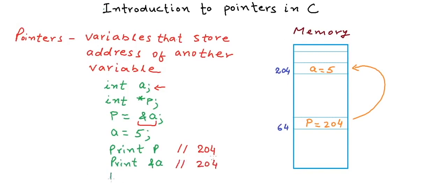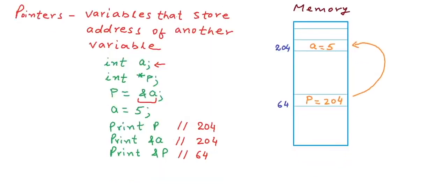What if we want to print &p? Now p is also a variable and it is also stored in the memory. So ampersand, since it gives you the address of that variable, printing &p should give us 64, which is the address of p. Now there is one more important property of pointers. If we put an asterisk sign in front of the pointer, then it gives us the value at the location that it points to. So what will happen if we try to print *p? Well, it will give us 5.